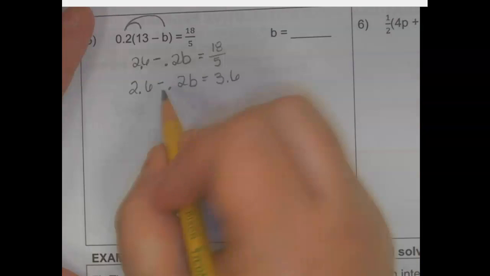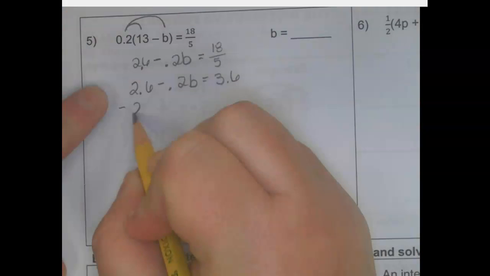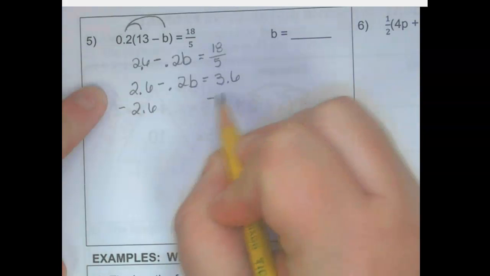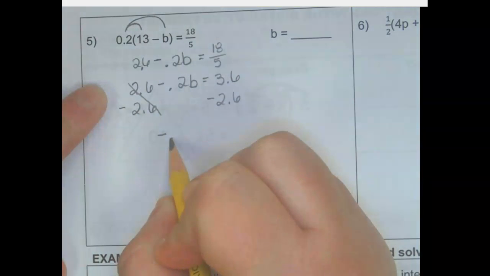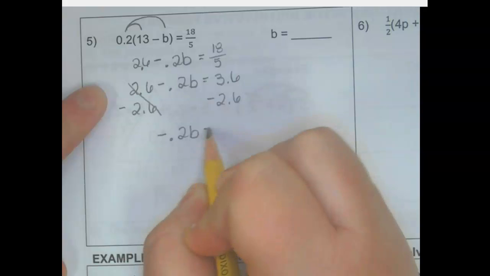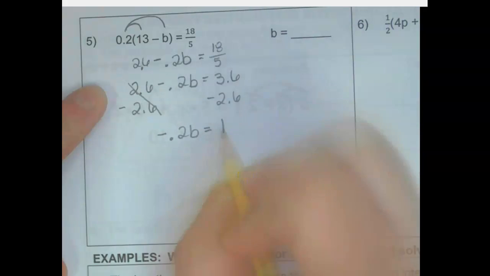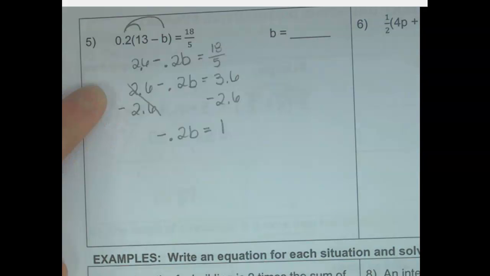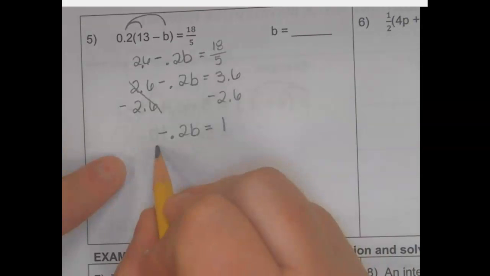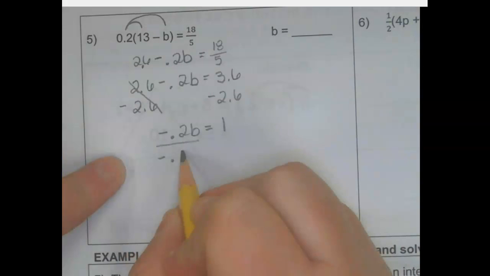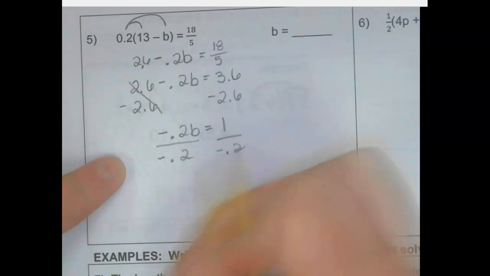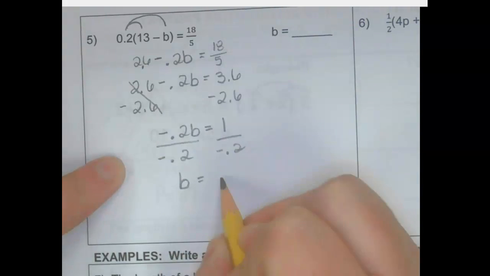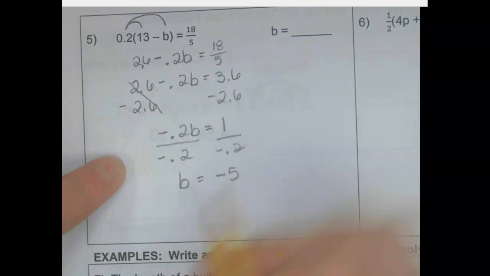Alright, from here we're going to subtract 2.6 from both sides. Leaves me with negative 0.2b, and that leaves me with 1. Divide both sides by negative 0.2. And b equals negative 5.